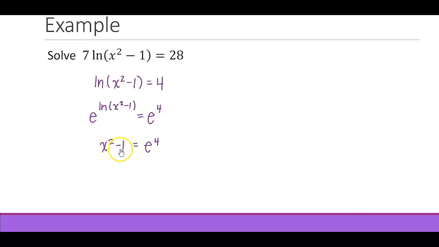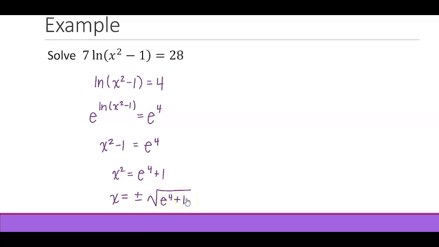Now I can go ahead and solve for x by adding the 1 to the other side. So I have x squared equals e to the 4th plus 1. Then solving for x by taking the square root of both sides and keeping plus or minus, I have x equals plus or minus the square root of e to the 4th plus 1. This quadratic equation was missing its x term, so I can solve it by simply isolating x squared and then taking the square root of both sides. So I have two different possible solutions, plus or minus the square root of e to the 4th plus 1.